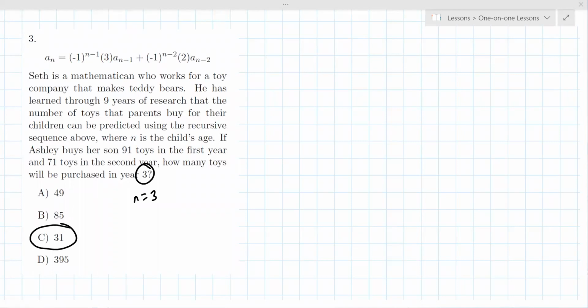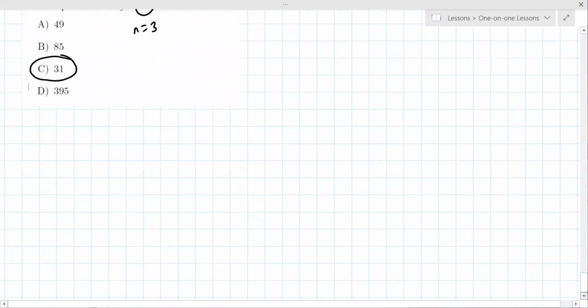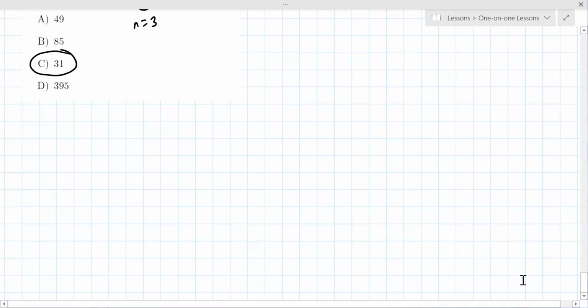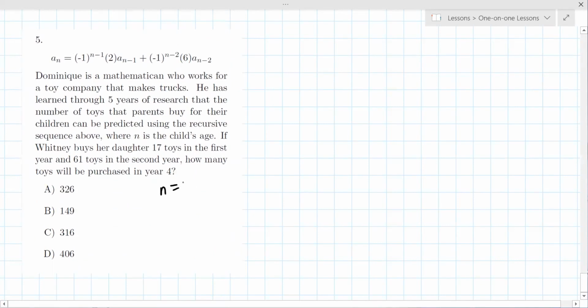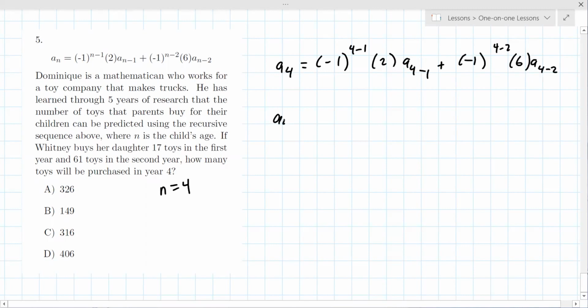So now this one is kind of a step up in difficulty from what you just did. This one asks for year 4. What if n equals 4? Okay, so now let me just write this out. So that's a4 equals negative 1 to the 4 minus 1 power times 2 a sub 4 minus 1, plus negative 1 to the 4 minus 2 power times 6 a sub 4 minus 2. So when you simplify all this, this becomes negative 1 to the power of 3, so negative 2 a sub 3, and then this is negative 1 to the power of 2, so that's positive, plus 6 a sub 2.